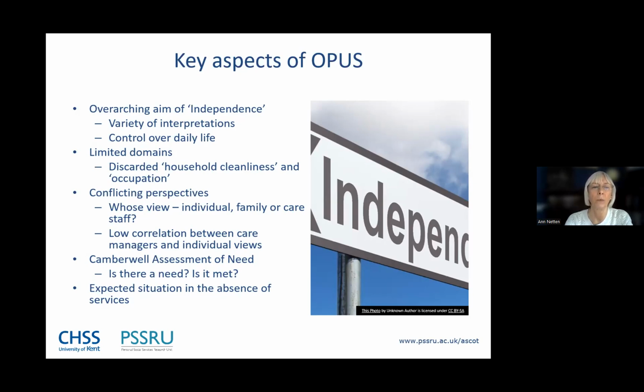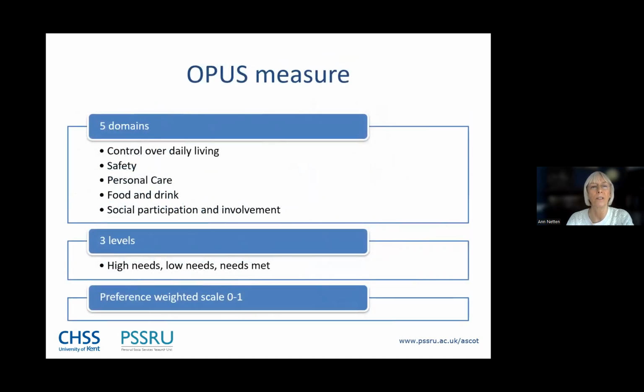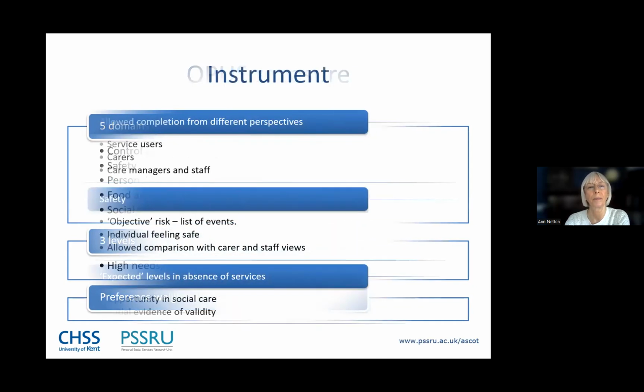And we found this did work in the context of social care. So the end measure was a control over, had 5 domains: control over daily living, safety, personal care, food and drink, and social participation involvement, and you'll recognise those from ASCOT. At this point, we had 3 levels: high-level needs, low needs, and all needs were met. And it was scaled between 0 and 1. It was preference weighted by our study.